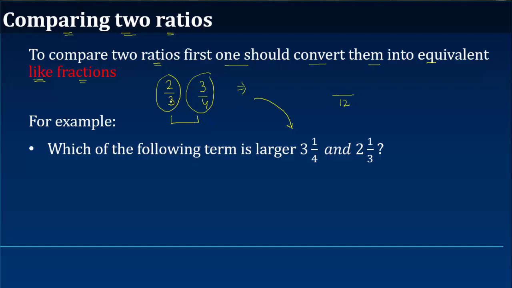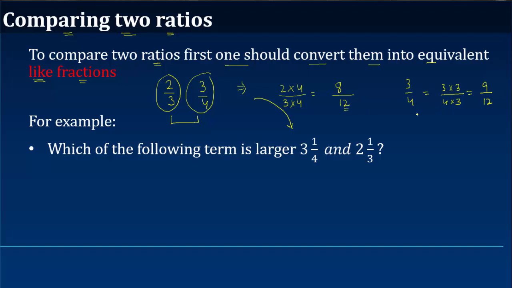Now in order to get to 12 from 3, I need to multiply 3 by 4. So I will multiply both the numerator and the denominator by 4 in this case, and I will get 8 upon 12. Similarly, for 3 by 4, in order to get the new denominator as 12, I need to multiply 4 by 3. Since I'm multiplying the denominator by 3, I'll multiply the numerator by 3 as well. And I will get 9 upon 12.